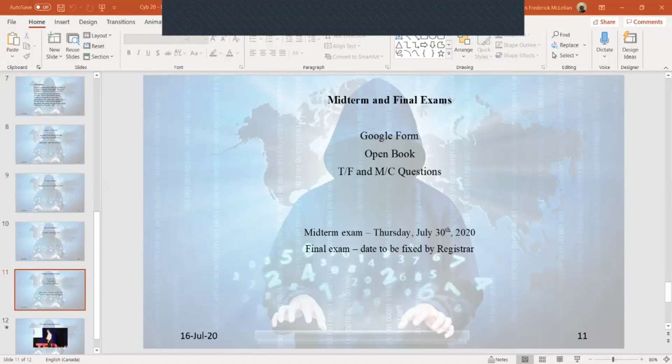All right, and again, the midterm exam is worth 15%, the final exam is worth 25%. So do we have any questions whatsoever for anybody? I mean, this is how we're structuring the course.